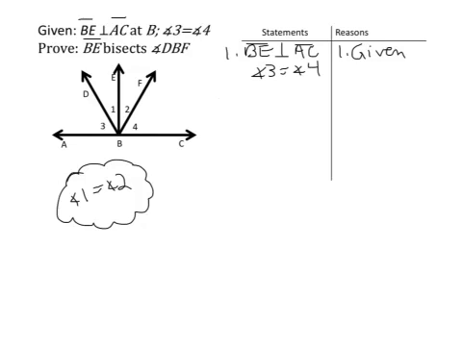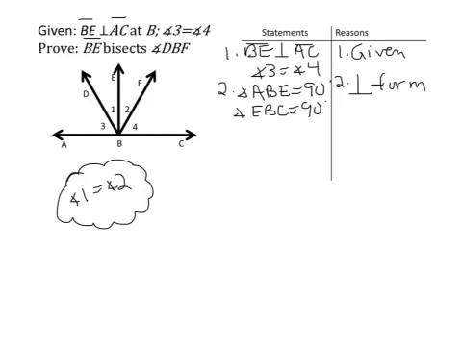Now, what do we know about perpendicular lines? Well, we learned the definition of perpendicular lines, that perpendicular lines form right angles. So where are our right angles with those two given perpendicular lines? So angle ABE is equal to 90 degrees, and angle EBC is equal to 90 degrees. Now the reason for that is because we know that perpendicular lines form 90-degree angles.